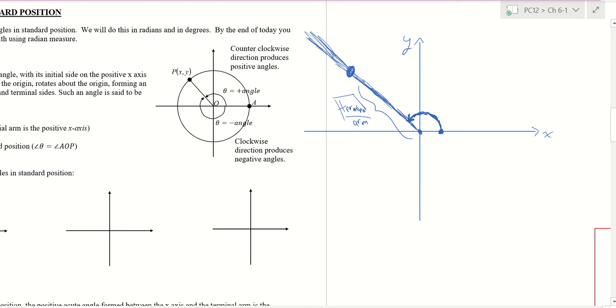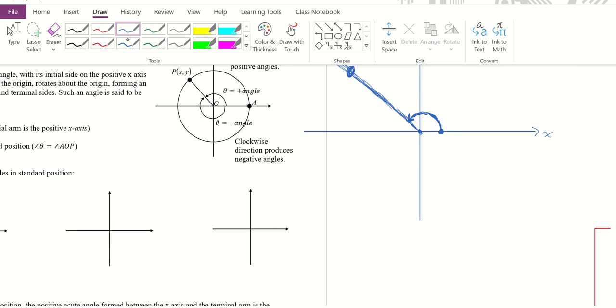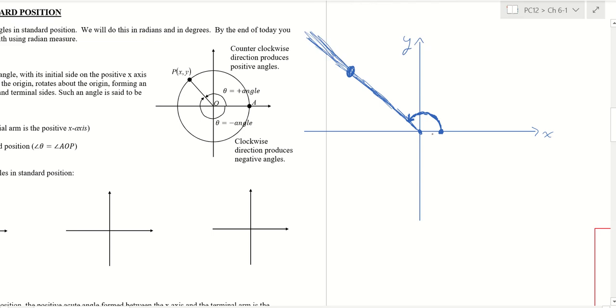Now, you can also go in the opposite direction. So I've stated that you have to go counterclockwise, but you could also go clockwise. You could. It's just that we would call that a negative angle. So whatever angle you have here, we would say that this is a negative angle if you are going clockwise in red here, or if you are going counterclockwise in blue, we would say that's a positive angle.